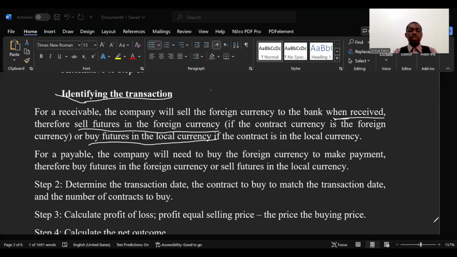For a payable, the company will need to buy the foreign currency when the payment is due. Therefore, the company should buy futures in the foreign currency or sell futures in the local currency. That is step one. Step two is to determine the transaction dates.